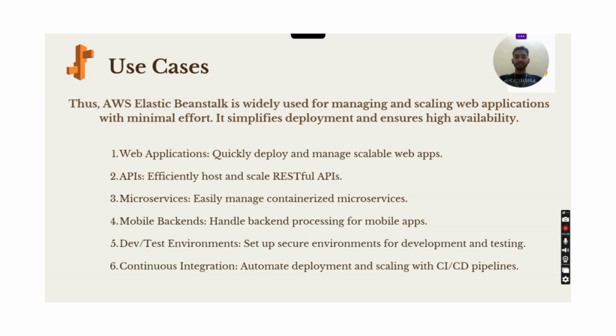So where exactly is Elastic Beanstalk used? First of all, web applications. Developers use it to quickly deploy and scale web applications. It is also used to host and manage RESTful APIs with ease. APIs, as you know, are application programming interfaces. It is also used to deploy containerized microservices. It is furthermore used to manage the backend processing for mobile applications and to provide secure environments for testing and CI/CD pipelines, continuous integration and continuous deployment pipelines. Thus, the flexibility of Elastic Beanstalk makes it ideal for a wide range of use cases.